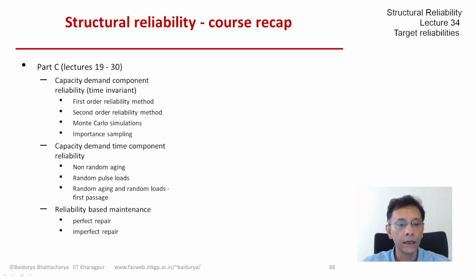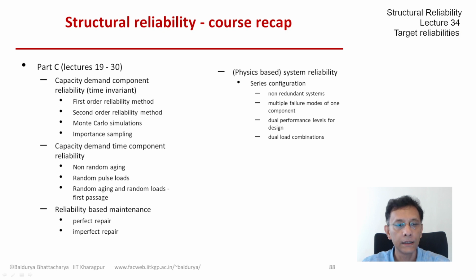We then looked at the time dependent reliability, how it's affected by repair and how decisions may be taken. So we looked both at perfect repair and imperfect repair. We ended part C with a system reliability discussion, and obviously physics-based capacity demand type.